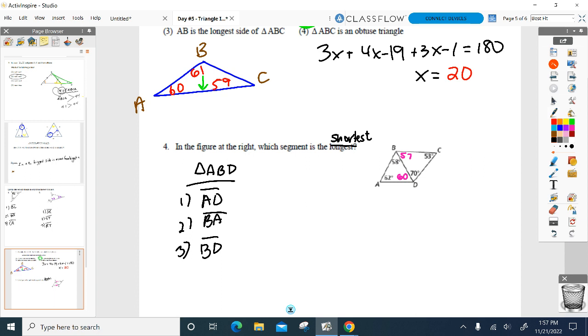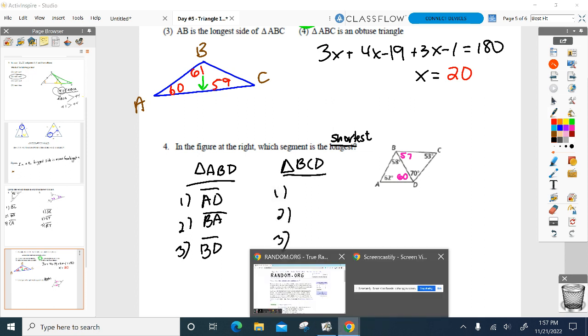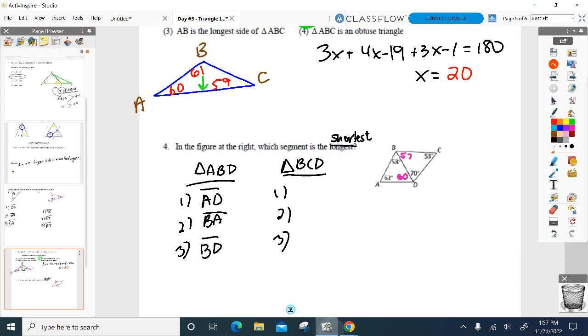And let's compare that to the shortest to the longest in triangle BCD. What do you got for me? Rank them. Shortest. BD. Next. DC, followed by BC. Yep.